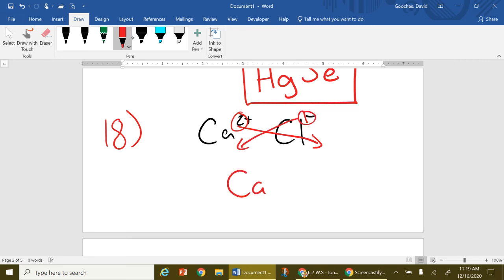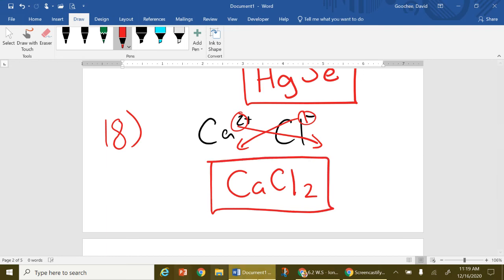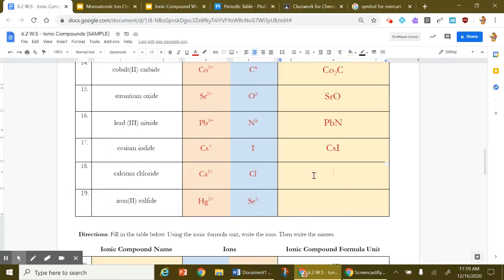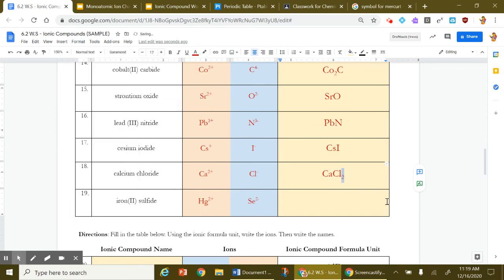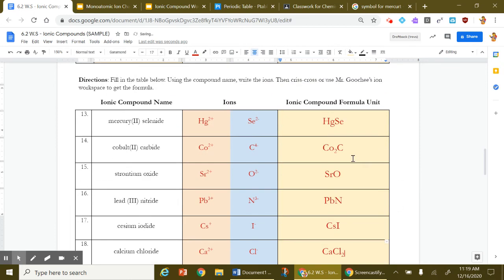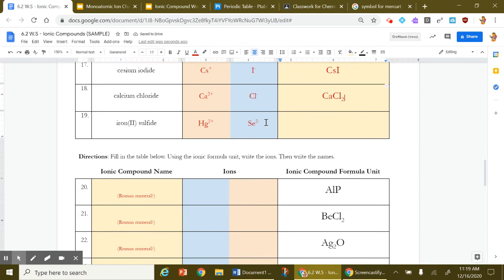The formula is CaCl2. We can't reduce this. This is as low a ratio as we're going to get, so that's the formula. CaCl2. All right? Let me just make that a subscript. All right, guys? You've got to make these things subscripts and superscripts when necessary. Okay, don't just give me full-size numbers. That's lazy. I know you're not lazy.